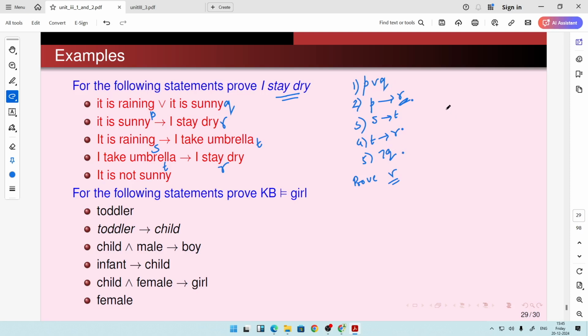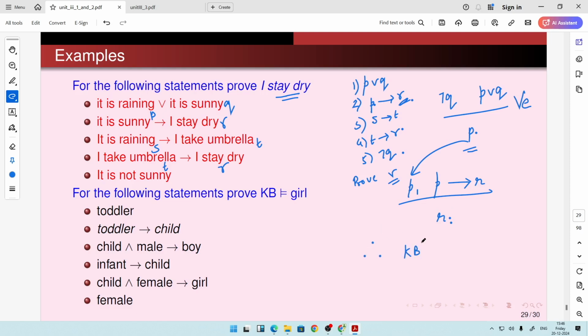See here, if you take P or Q and not Q, you apply disjunction elimination, we get P. And now we get P, and with P implies R, which is in 2, we get R. Therefore, we can say that this knowledge base entails R, or I stay dry is proved.